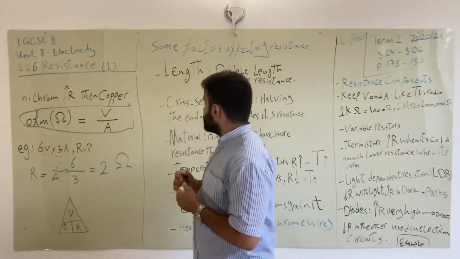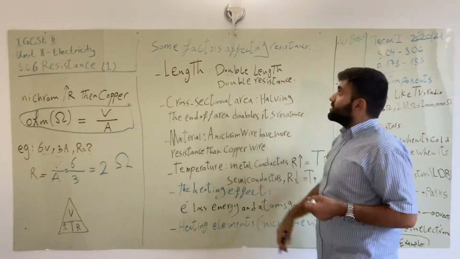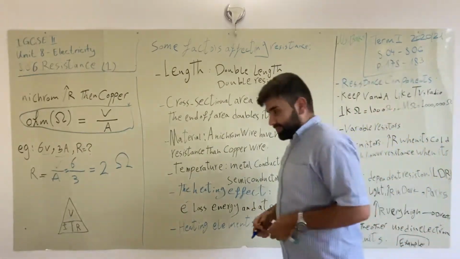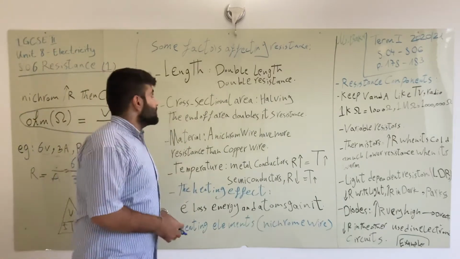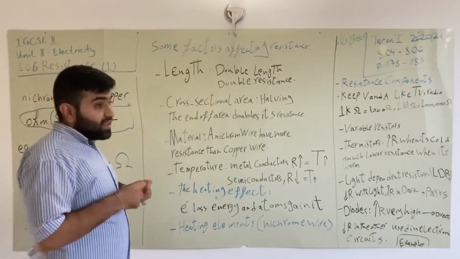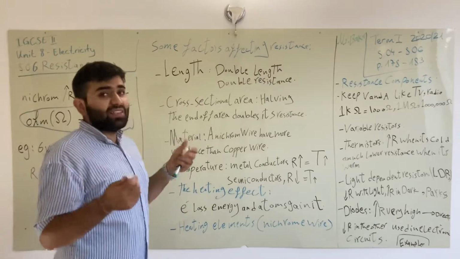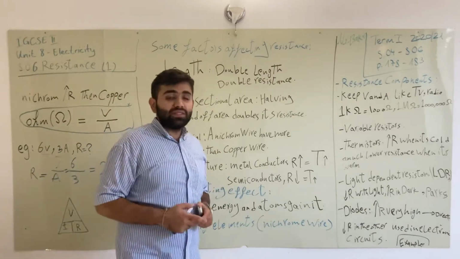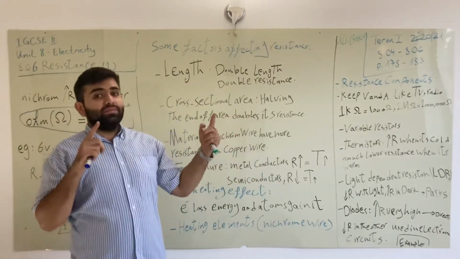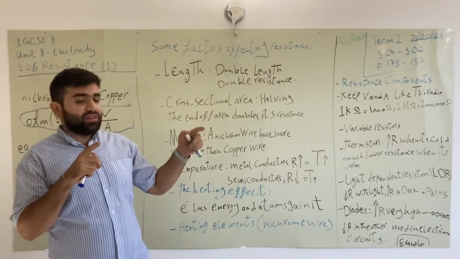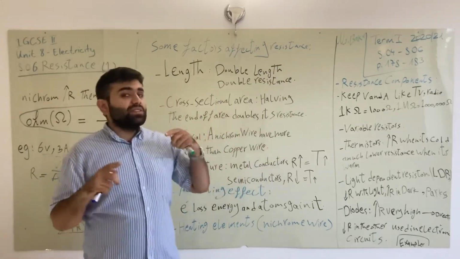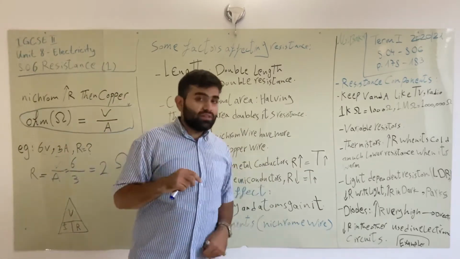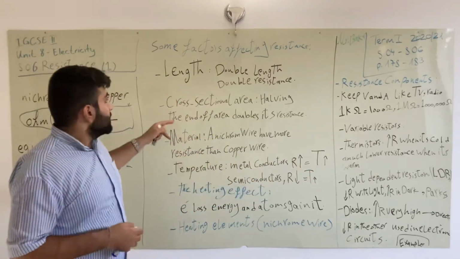Okay? So, some factors affecting the resistance. What affects my resistance? First of all, the length. If you double the length, you double the resistance. If I have 1 meter of connecting wire, for example, and it's double the length, that means it's double the resistance. Okay?